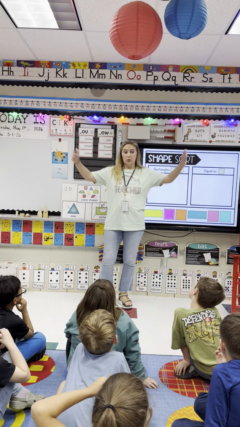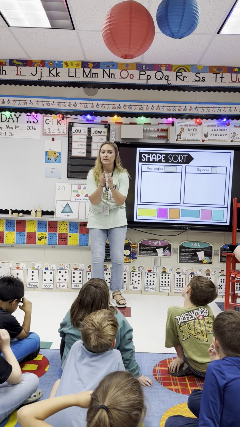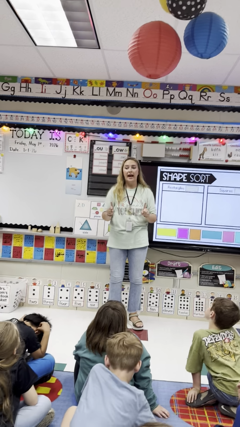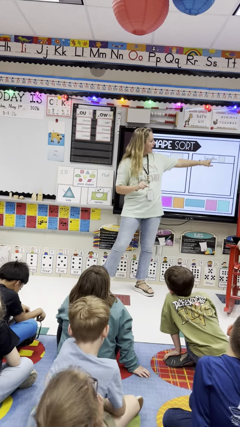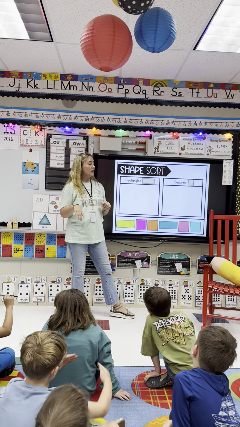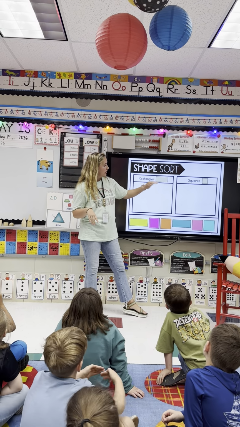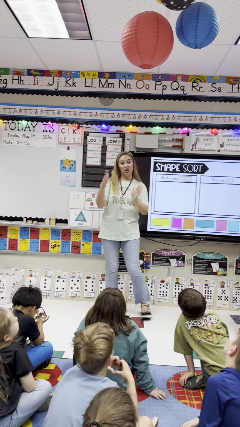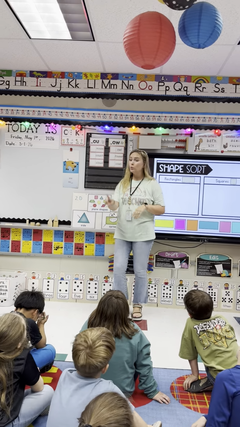Because I could have a square that's this big or a square that's this big. It really doesn't matter if it's big or little sides. What matters is that your square sides are all the same and your rectangle sides are one long, another long, one short, another short. And you could turn them any way.